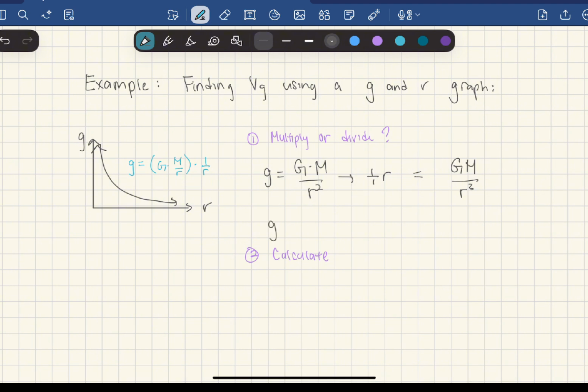You can kind of see that by multiplying by r, which will give you GM over r. If you know your equations, that's the equation for Vg, but you just have to remember to add a negative sign. So you just basically have to try to multiply x and y or divide y by x to decide which method you have to use.